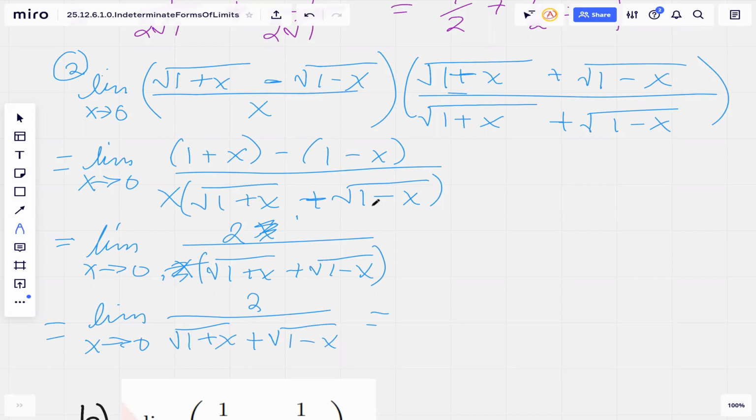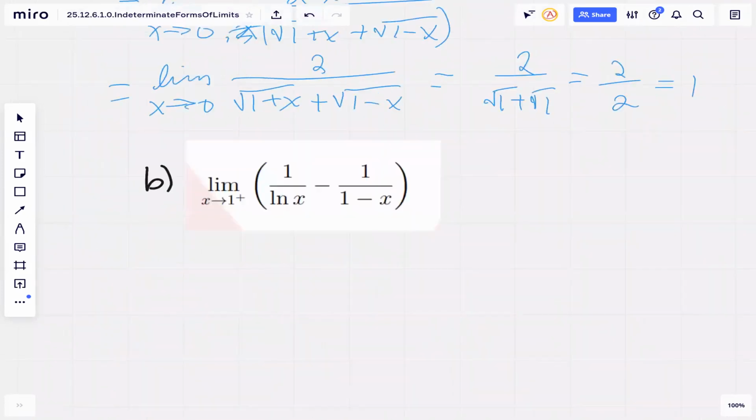Now we can take the limit as x approaches 0. When we plug 0 in, what do we get? We get 2 over square root of 1 plus the square root of 1, which is 2 over 2 or 1. So we got the same answer. So in this case, we can solve this limit in 2 different ways, using L'Hopital's rule or this means of rationalizing the numerator.